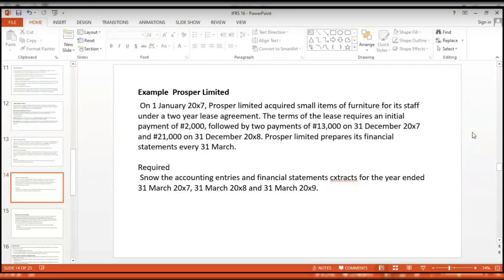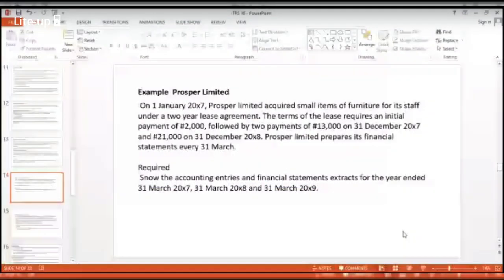Example: Prosper Limited. In January 2007, Prosper Limited acquired small items of furniture for its staff under a 2-year lease agreement. The terms of the lease require an initial payment of 2,000 naira, followed by 2 payments of 13,000 on 31st December 2007 and 21,000 on 31st December 2008. Prosper Limited prepares its financial statements every 31 March. Required: show the accounting entries and the financial statement extract for the year ended 31 March 20x7, 31 March 20x8, and 31 March 20x9.